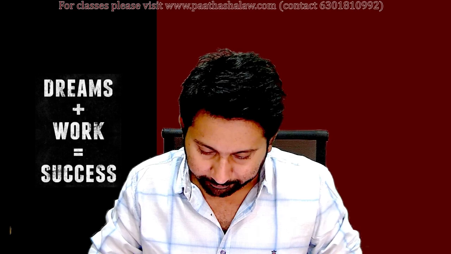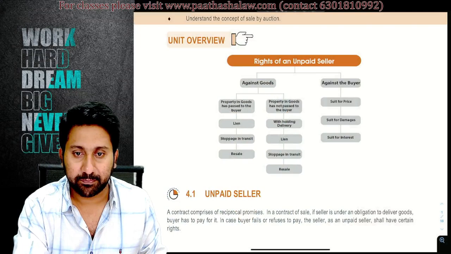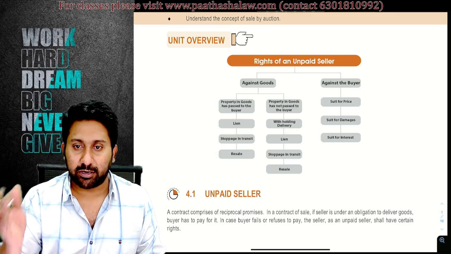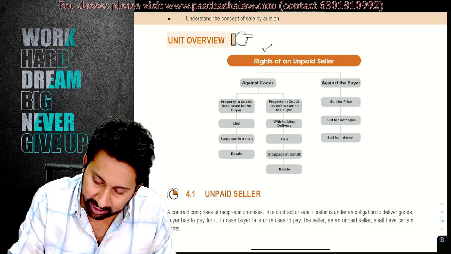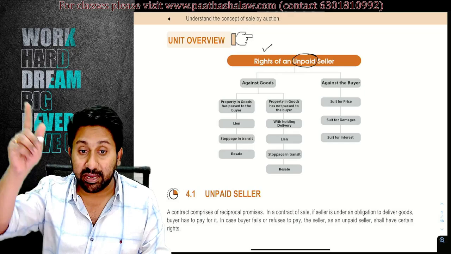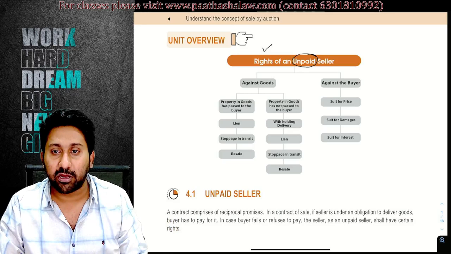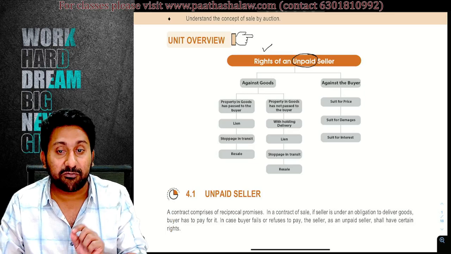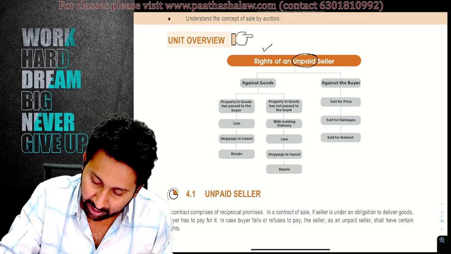See this. If the buyer commits a default, what are the rights of a seller? First, point number one is the unpaid seller. It means who didn't pay? The buyer didn't pay. Such a seller to whom a buyer committed a default, we call him an unpaid seller. The buyer is called a defaulted buyer. Now two questions will arise.